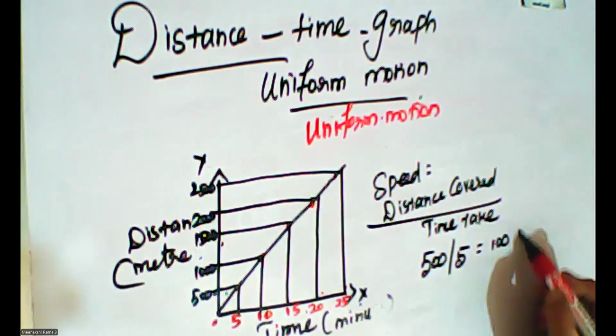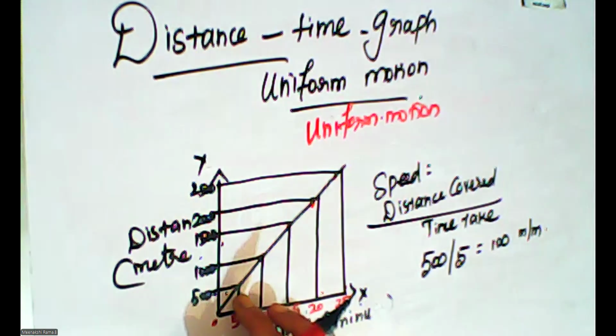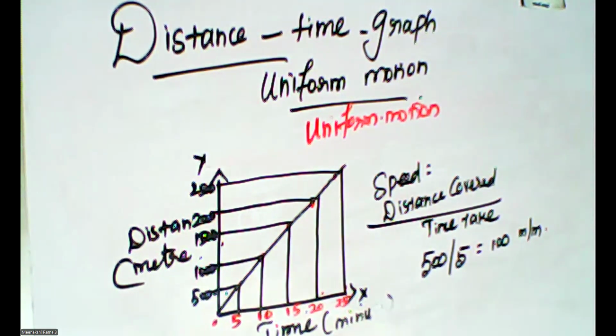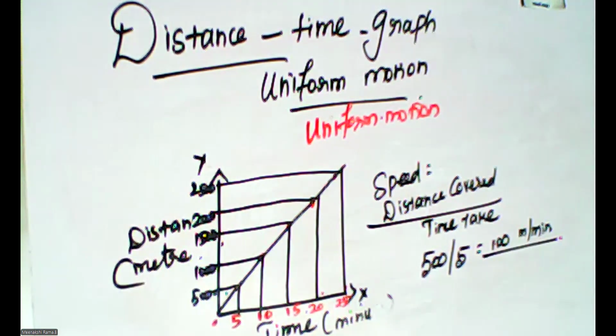100 meters per minute. Each and every minute he crosses 100 meters, meaning per minute he crosses 100 meters. So this is the right speed. 100 meters per minute. This is the answer.